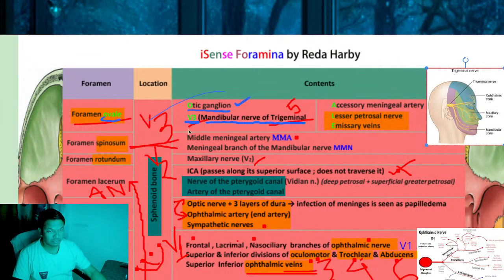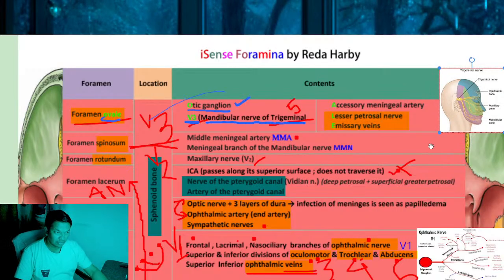O for otic ganglion, V3, the mandibular division of the trigeminal nerve. Then A for accessory meningeal artery, very important. And then we have the lesser petrosal nerve and emissary vein.